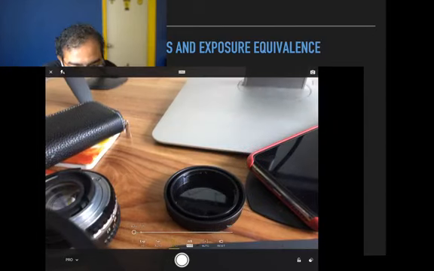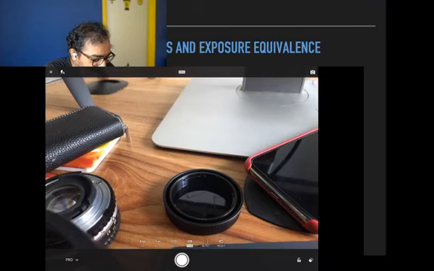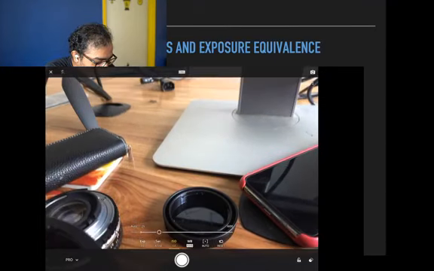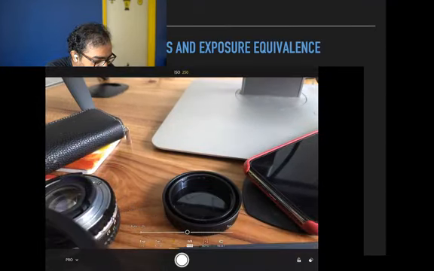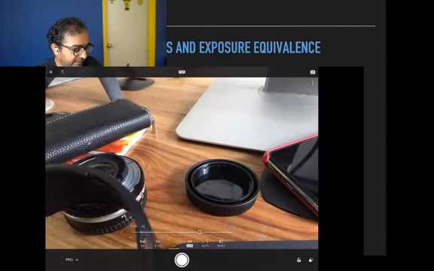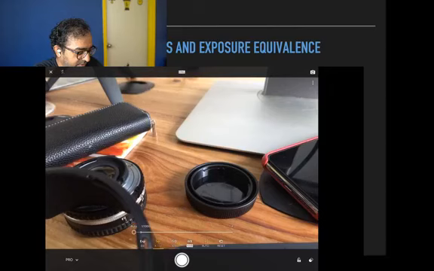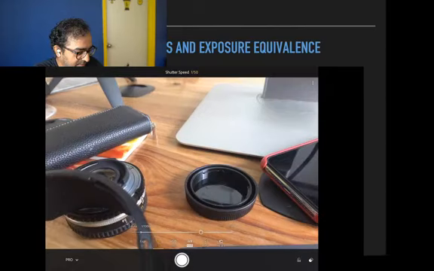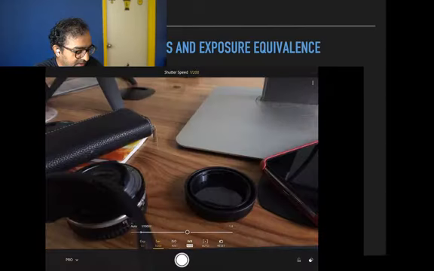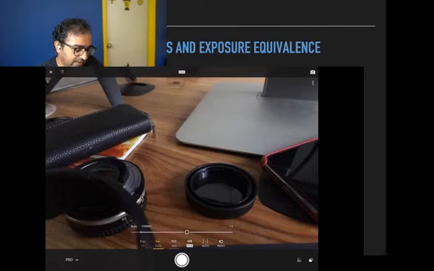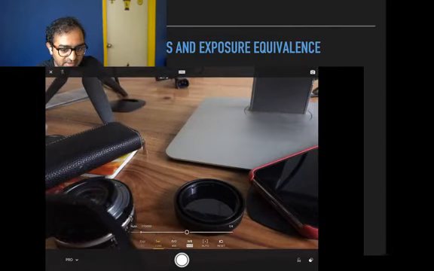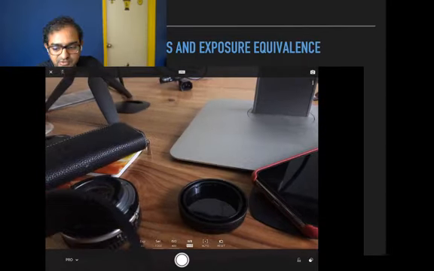If I go to the ISO scale, I'm going to change the ISO. Can I change the ISO? Yeah, I can change the ISO. I'm going to change the ISO to 400. Okay, and I'm going to change the shutter speed now. So I'm at 1 by 200 shutter speed and at 400 ISO, and this is the photo I'm getting. This is the brightness of the photo that I'm getting, right?